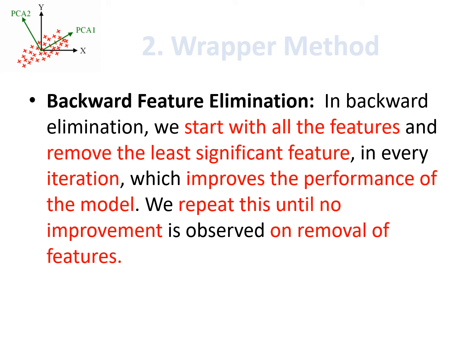So in backward feature elimination, we start with all the features, remove the least significant feature in every iteration, which improves the performance of the model. Repeat this until no improvement is observed on removal of the corresponding features. So this is all about backward feature elimination.